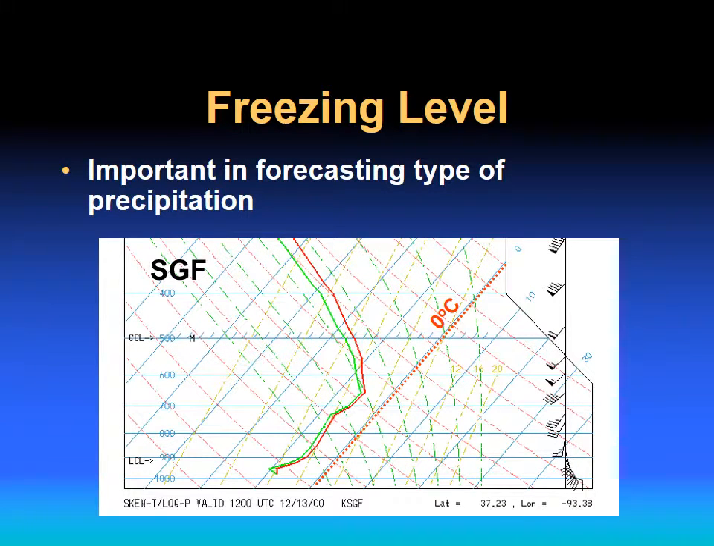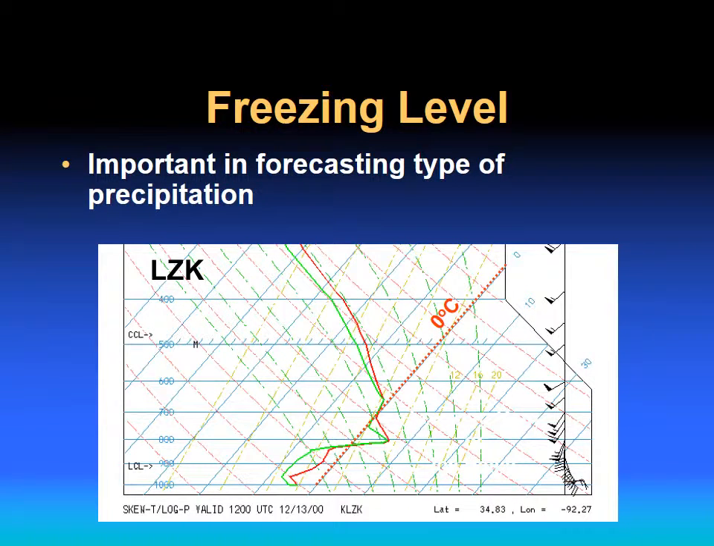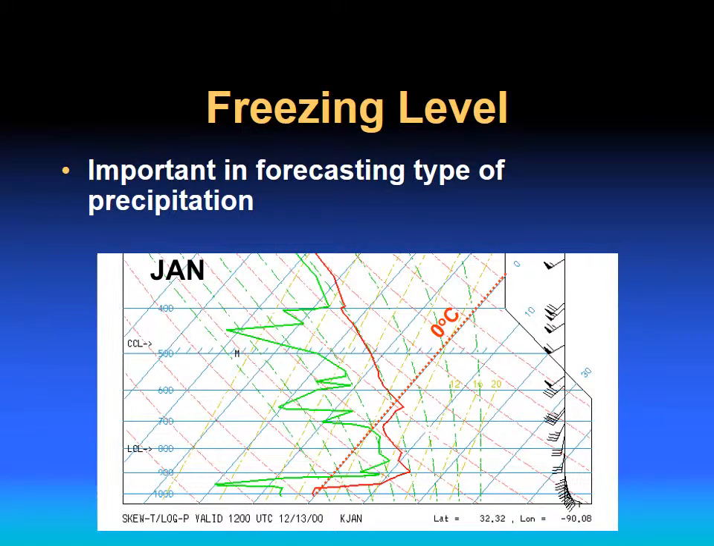The different soundings for each location: Springfield, where it's snow, you can see the temperature is entirely colder than 0. Little Rock, where they had freezing rain, you can see that there's a warm nose, and then the temperature once again gets below 0 near the ground. As precipitation falls, it melts and then refreezes before it hits the ground. Jackson is almost entirely warmer than 0. There's a little nose that's colder, but they didn't experience freezing rain on this day.